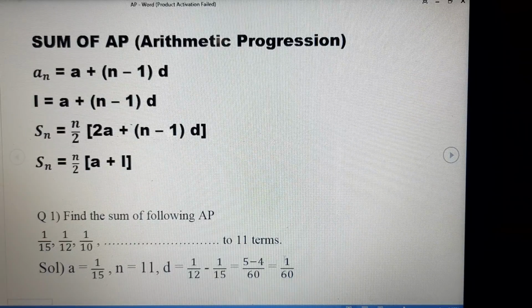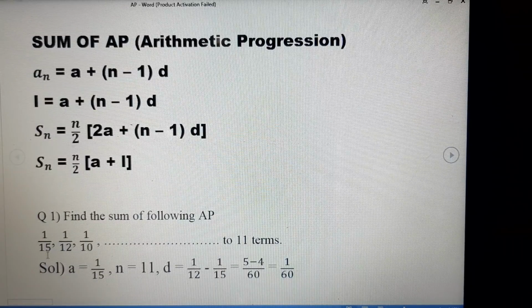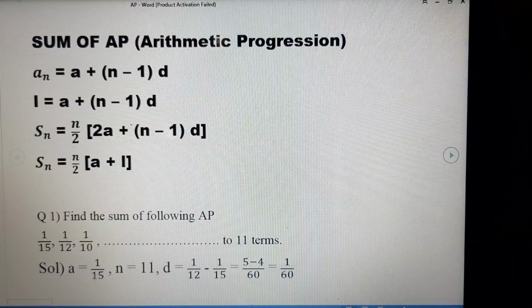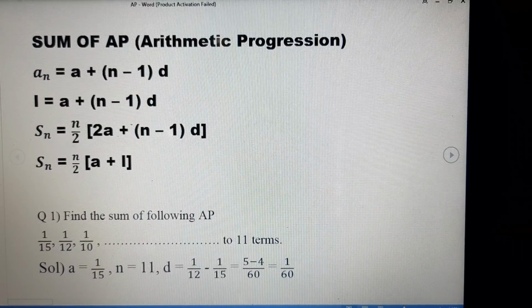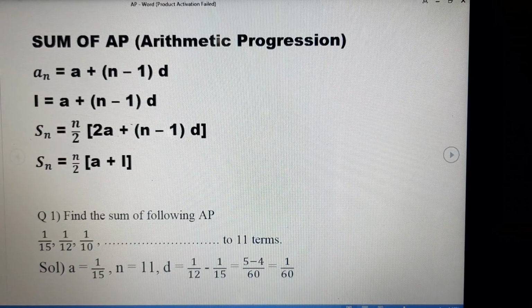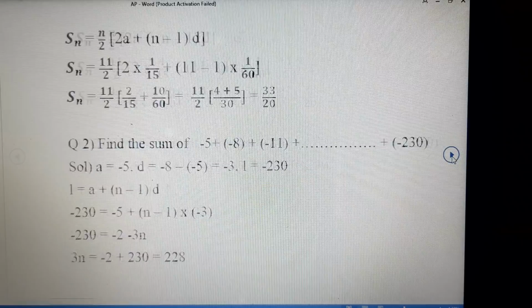So the first question is given: find the sum of the AP which is given here. The first term is 1 upon 15, the second term is 1 upon 12, and we need to calculate the sum till 11 terms. So a is 1 upon 15, n is equal to 11, d will be T2 minus T1. T2 is 1 upon 12, T1 is 1 upon 15, 1 upon 12 minus 1 upon 15. After taking the LCM, we will get 1 upon 60.